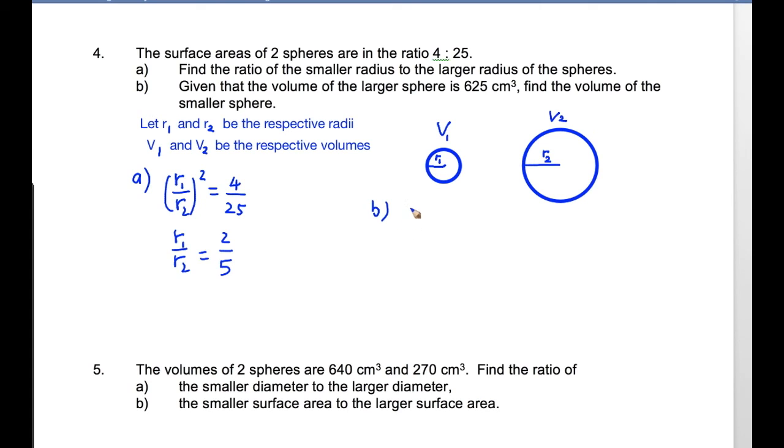In the second part, we need to find the volume of the smaller sphere. Once again, because they are similar figures, the ratio of their volumes is simply the ratio of any corresponding length cubed. Since the larger sphere is 625, therefore the smaller sphere is 40 cm cubed.